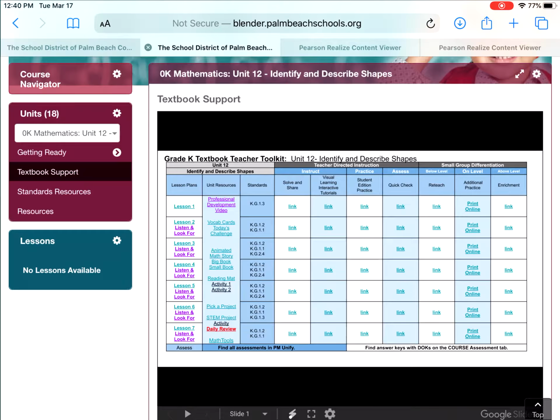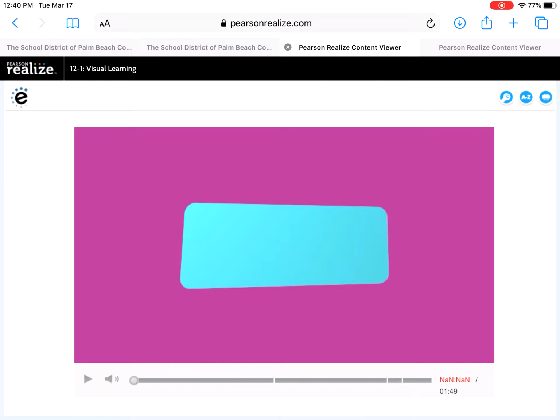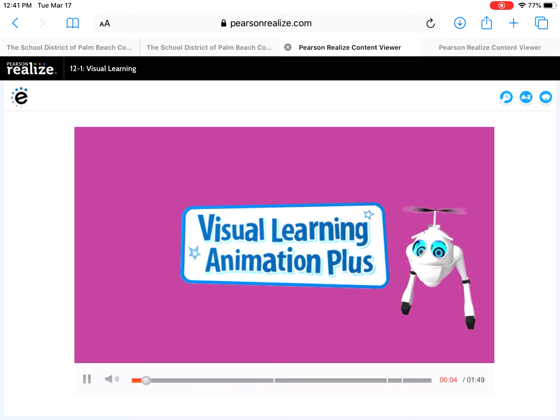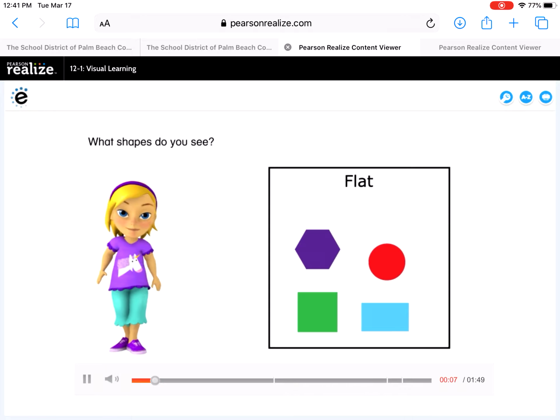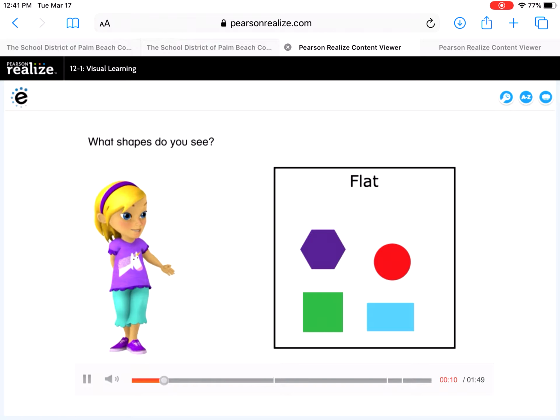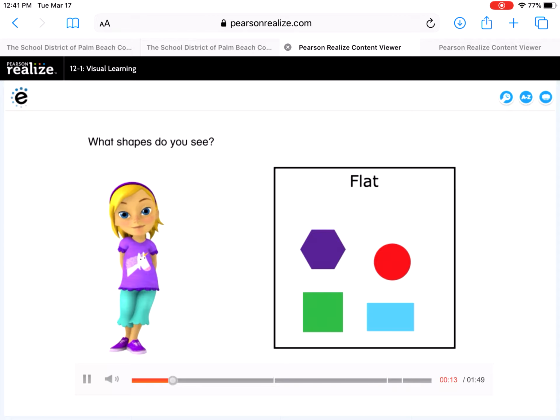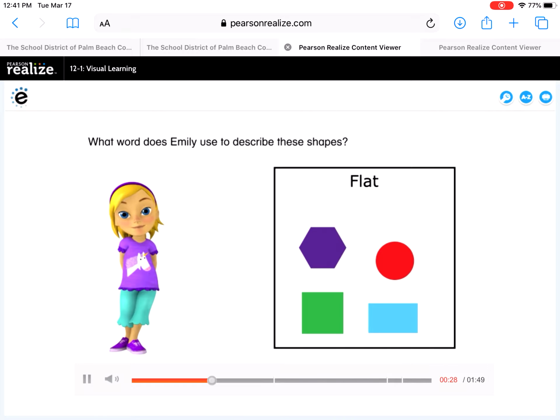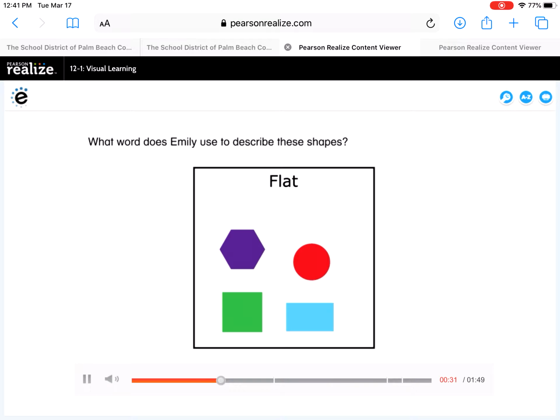Let's go to we do this in class, so we're going to do our visual learning. How do you sort objects? Let's take a look. What shapes do you see? You see a hexagon, circle, square, and rectangle. What word does Emily use to describe these shapes? She uses the word flat.